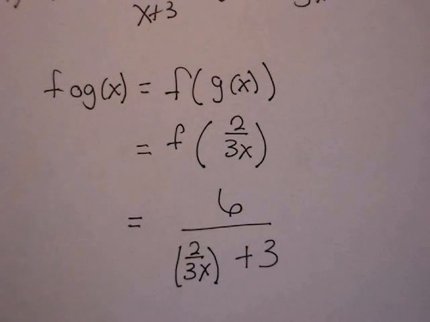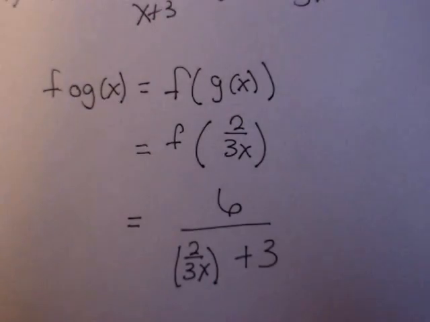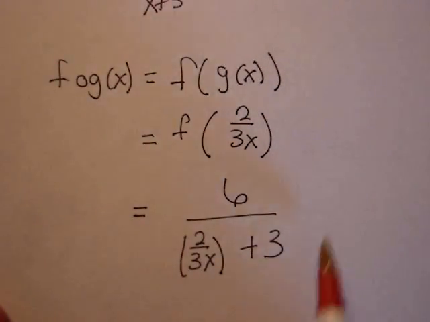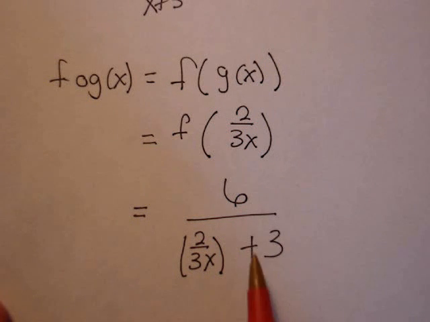Now, the composition part is done, but this is not simplified. You need to simplify this function. For me, the easiest way to simplify this function, and I'm going to do it the lazy way and write over the top of what I have there, don't tell anybody. This is called a complex fraction. I see I've got a 6, I've got a 3, and I've got a 2 over 3x. I think of those as individual terms, and I ask what the lowest common denominator would be that would work for all three of those. It would be 3x.